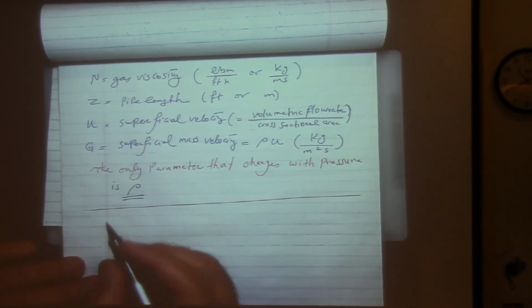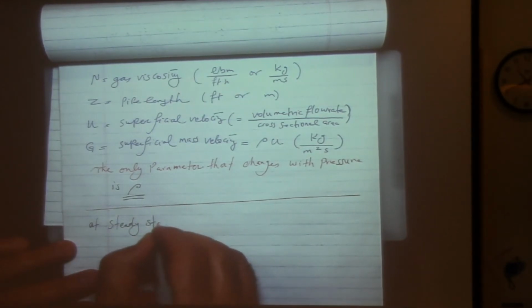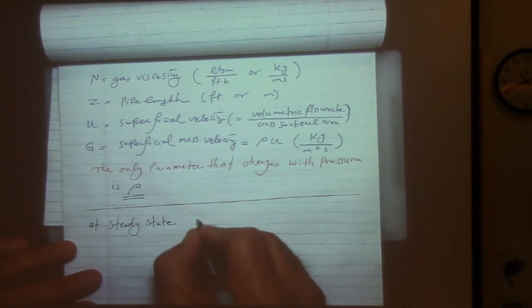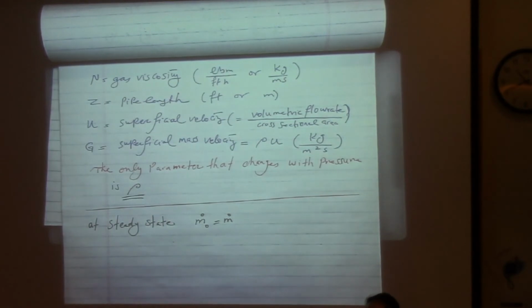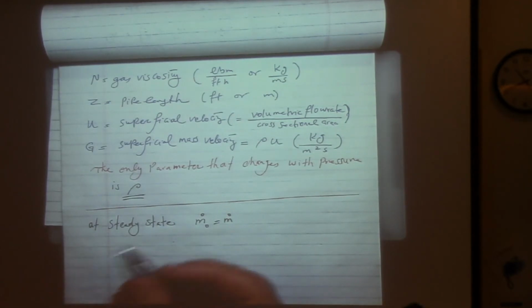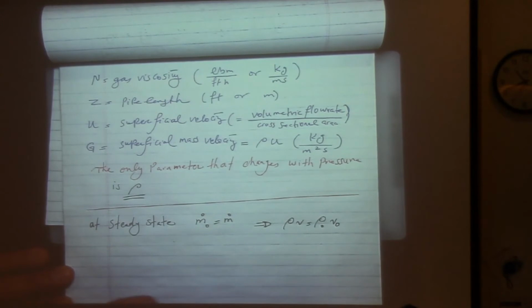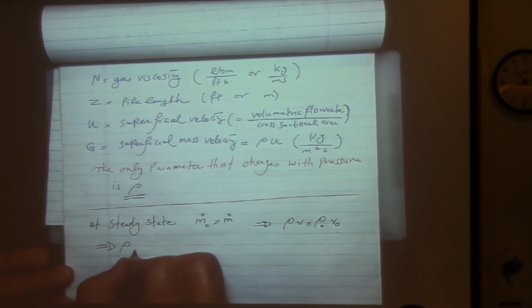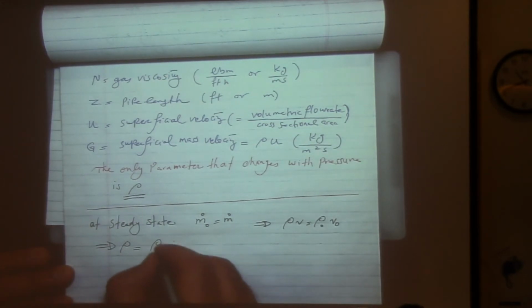So at steady state, we have m dot zero is m dot. Basically this means that the mass flow rate going through the system is not changing with respect to time. So that means rho v is equal to rho zero v zero, and from here you will find the equation for rho, because rho is the one that is mainly influenced by the pressure: rho equals rho zero v zero over v.